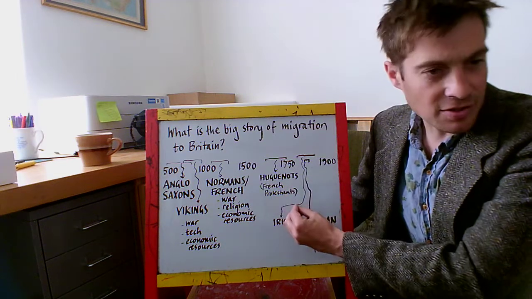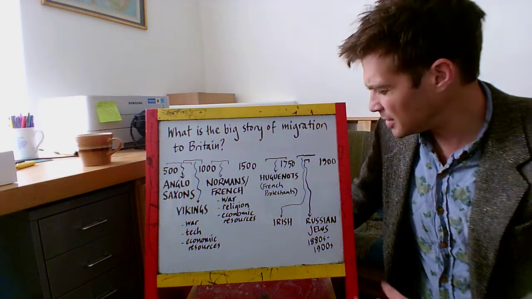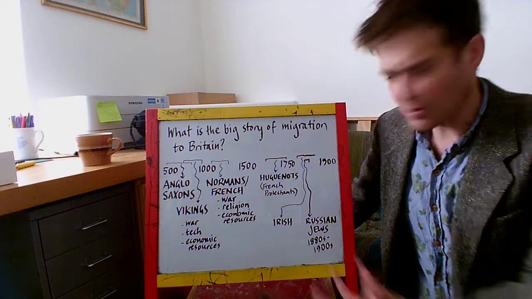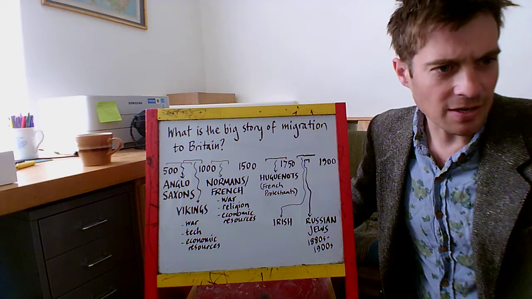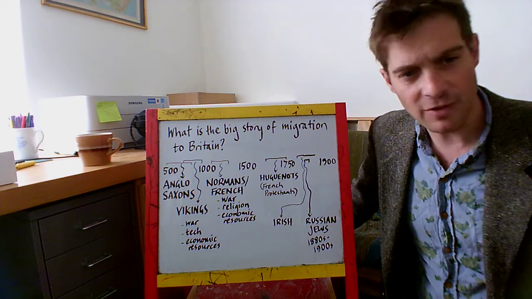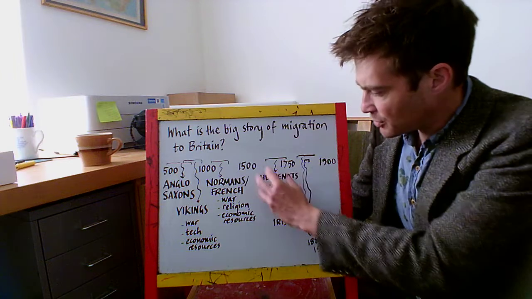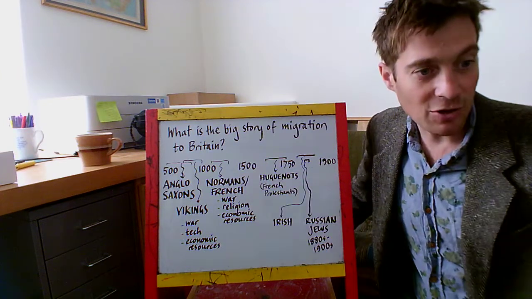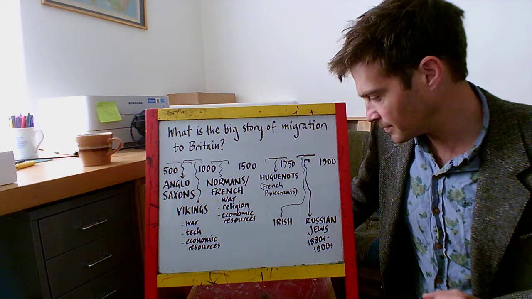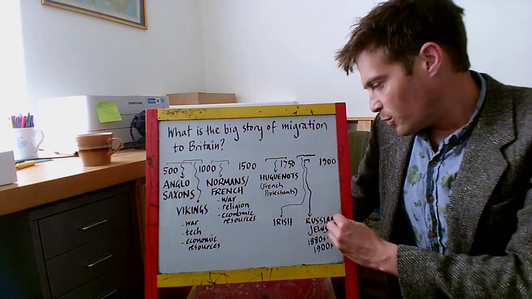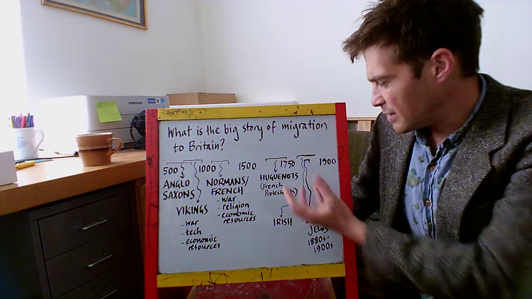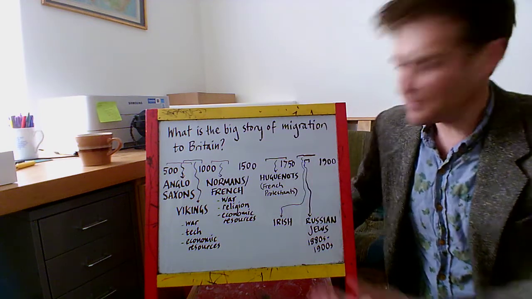At the time, Protestants in France were persecuted, and so they wanted to come to a Protestant country, and Britain was just over the English Channel. So I want you to mark the Huguenots onto your timeline, and next lesson we're going to be looking in detail at those people.